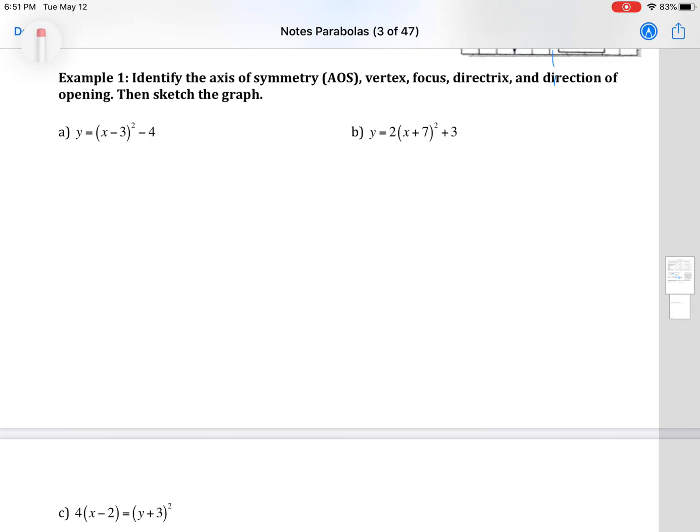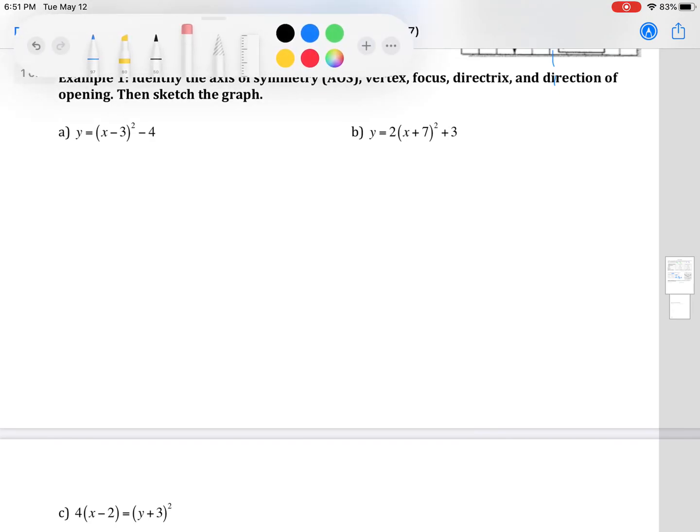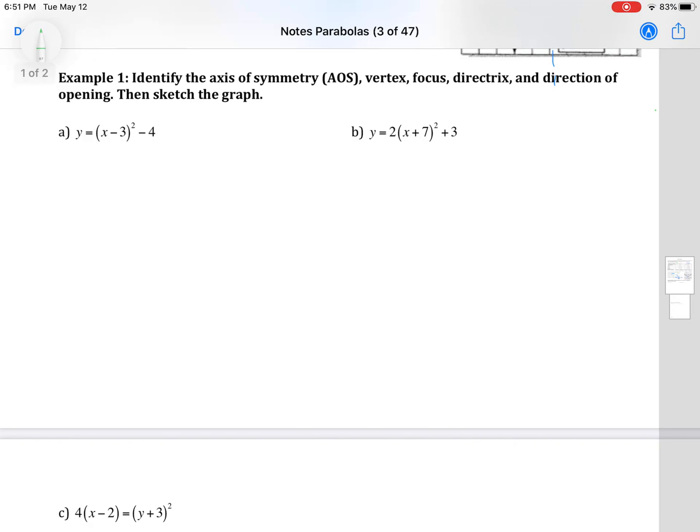And so you definitely want to make sure that you have it close to you so that you're able to use it as a reference. All right, so let's start off with the first one. For every single one of these, you're usually identifying everything. So you're going to identify axis of symmetry, vertex, focus, directrix, and direction of opening, and then you're going to sketch it. So what I would highly suggest is make a chart.